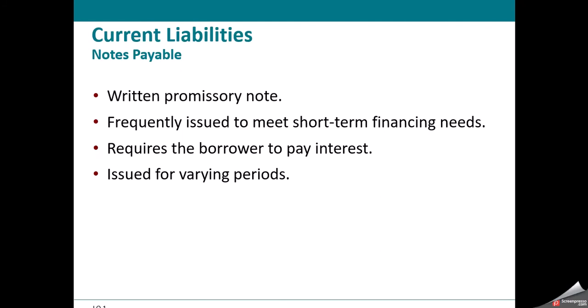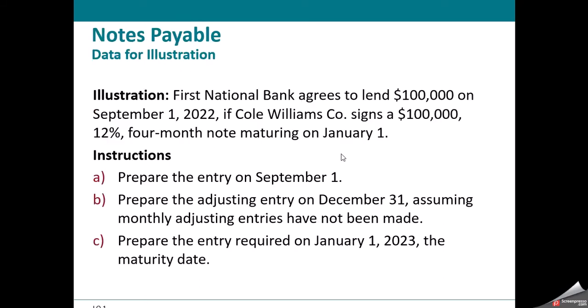So a note payable is when it's a little bit longer than the accounts payable. So maybe say you sell equipment to a customer and you give them 90 days to pay. So it's going to be a short-term financing need, but you don't just give them the 90 days for free, you're going to charge them interest. So we'll calculate the interest and we'll record that as well.